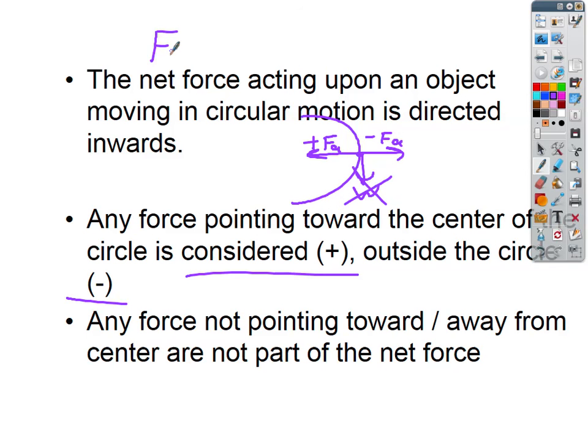Again, net force is going to equal m times a. I'm going to add a little c there, so centripetal acceleration, which equals the sum of forces. We still have to identify what real forces are causing the net force. And we're going to be able to practice a couple problems in just a minute.